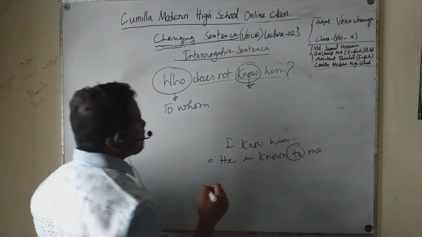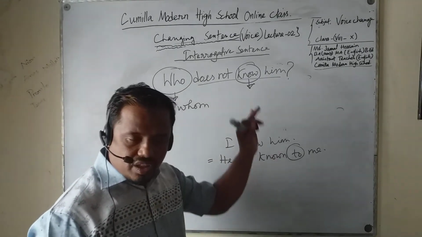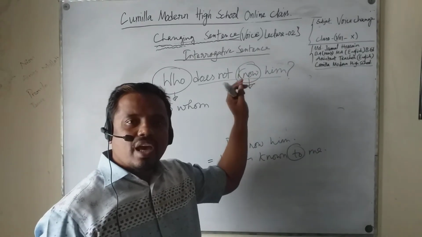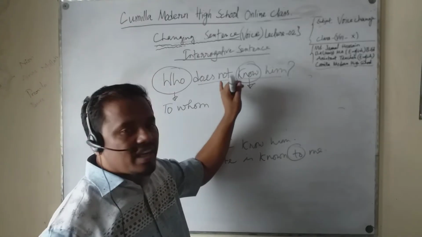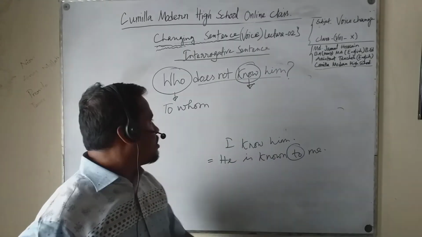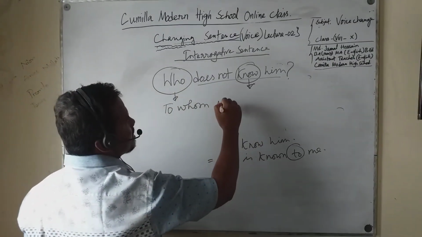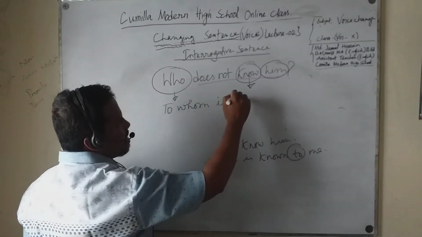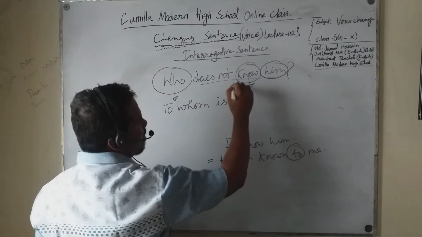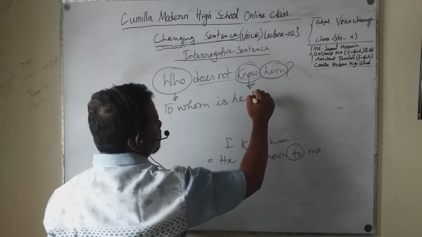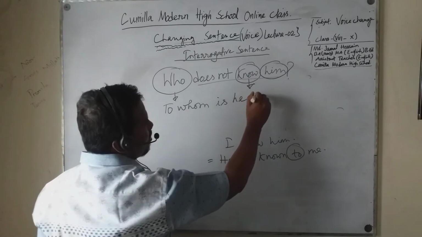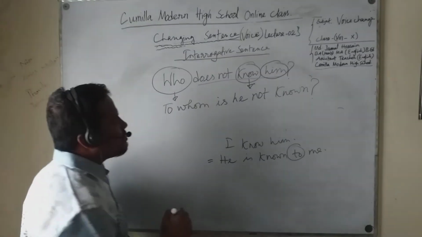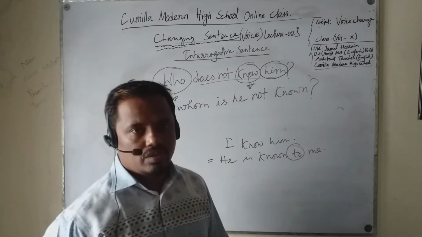Does not know. It's an interrogative sentence, it is in present indefinite tense. So in the case of present indefinite tense, we use am, is, are. If the sentence is negative, am not, is not, are not. That's why to whom will be first. Then the subjective form of him is he. Is he? The main verb is known. Is he not? It's a negative sentence. Is he not known? To whom is he not known?